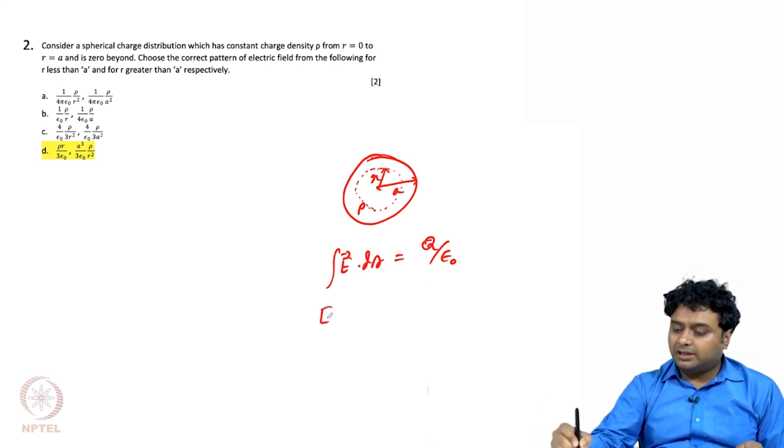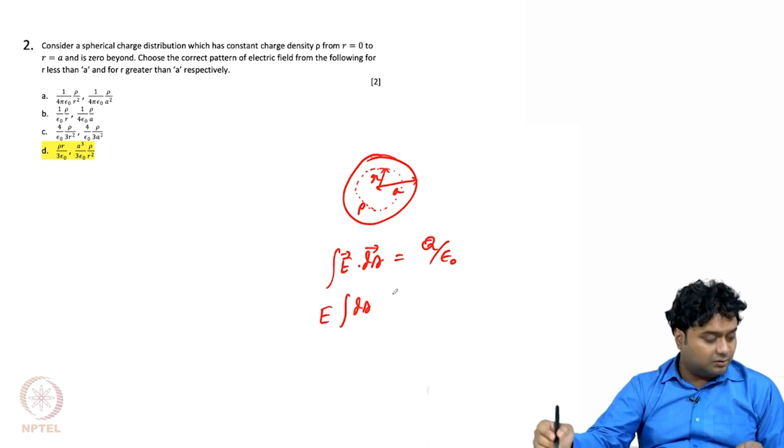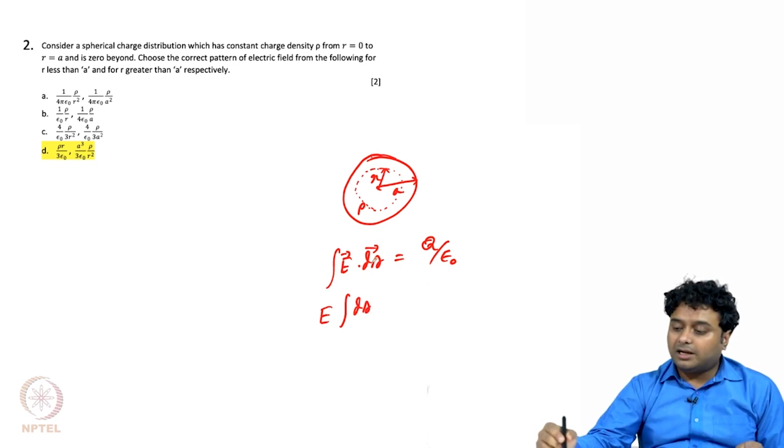So then I get E times the integration over ds only, and everywhere E and ds are in the same direction, so E dot ds will ultimately be cos 0, that is 1. So I can remove the vector sign because the electric field and the surface vectors are pointing in the same direction, and this is equal to q enclosed.